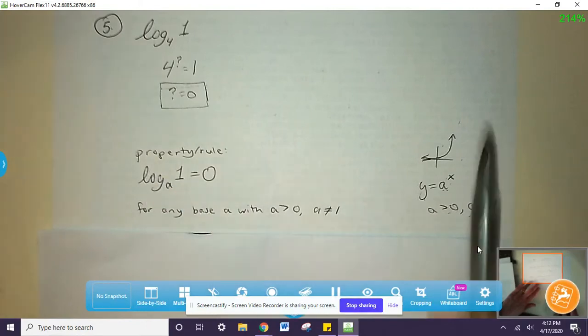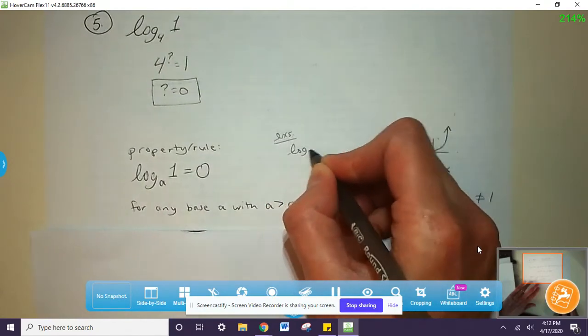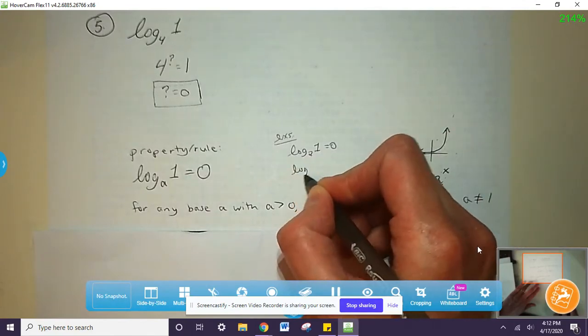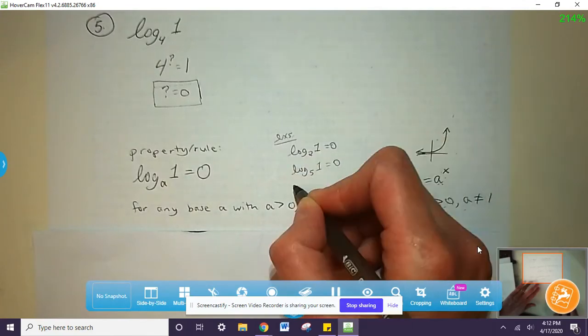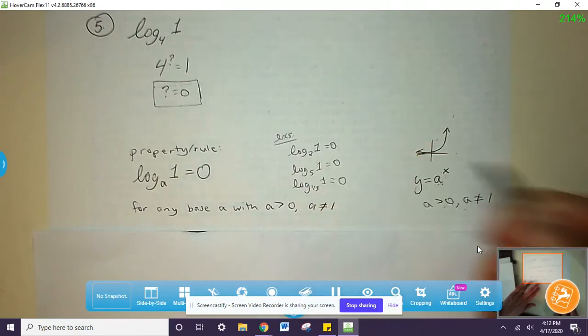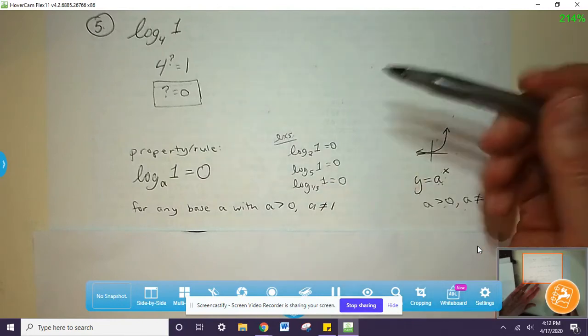I don't think you need more examples, but feel free to write down if you have log base 2 of 1, that's going to be 0. If you have log base 5 of 1, that's going to be 0. If you have log base 1/3 of 1, that's going to be 0. And you can easily check any of these by changing to the other form.